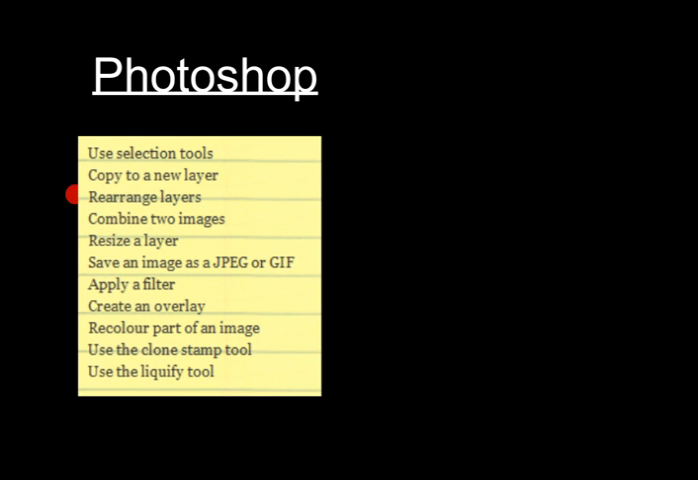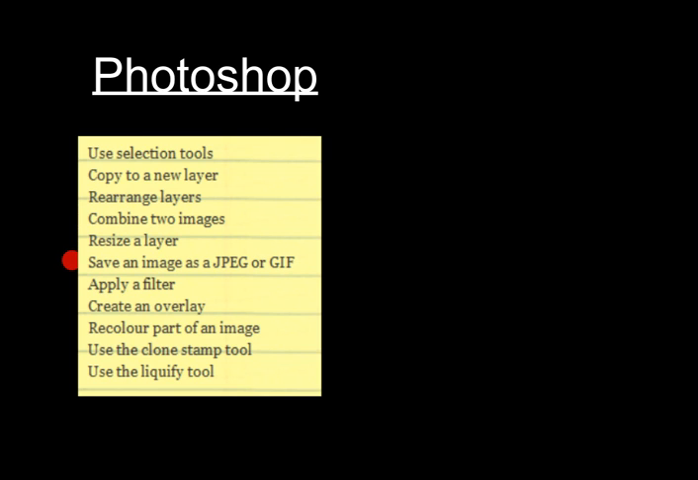You need to be able to rearrange layers to make sure that things appear in the foreground or background. So you just click on the layer, hold it and drag it. To combine two images, you go to window, tile and drag your layer across into a new one. You also need to be able to resize a layer using the free transform tools, so if you need to resize things to fit into new backgrounds.